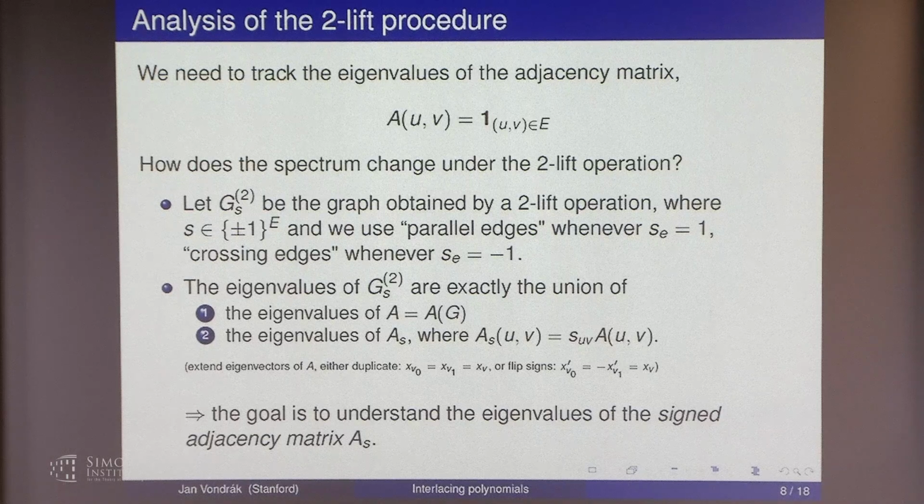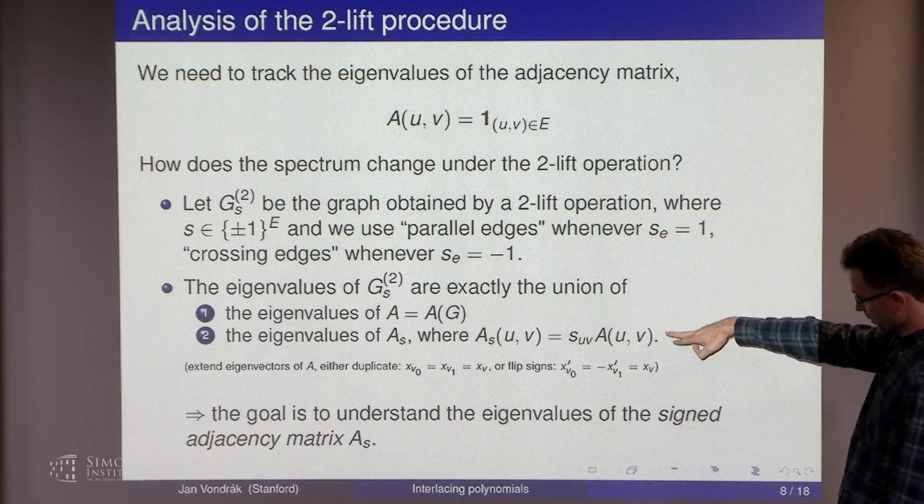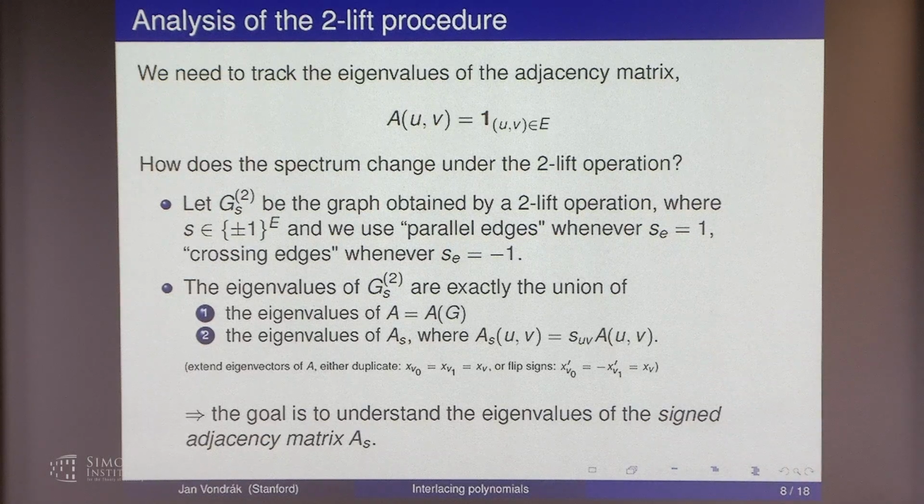So now, given this vector S, what happens to the eigenvalues? Maybe it seems complicated at first, but actually it's pretty simple. The eigenvalues of the new graph are exactly all the eigenvalues of the previous graph. They just stay there, plus a new set of eigenvalues, which are exactly the eigenvalues of the signed adjacency matrix. We take the same adjacency matrix, but we put a plus 1 or minus 1 for each edge, and this is exactly the sign encoding what happens to that edge in the blow-up operation.